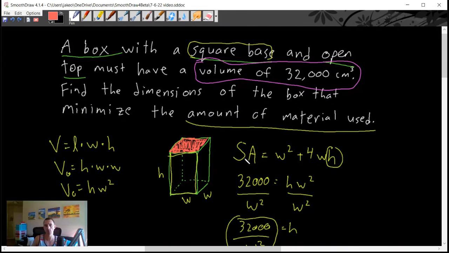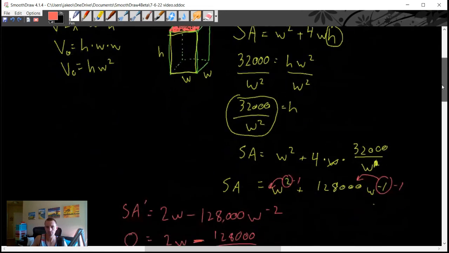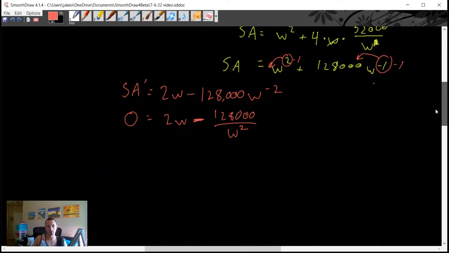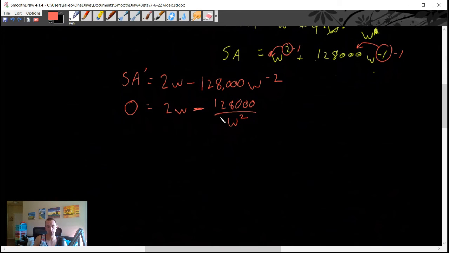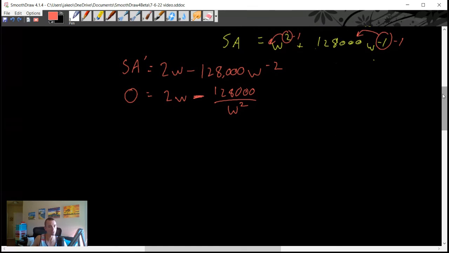So you always want to be careful to think back to the real world example of what this equation represents and make sure that you're plugging in numbers that actually make sense based on the situation. W equals 0 makes no sense. And that's the only place where this derivative, SA prime, would not exist. So we only need to worry about where SA prime equals 0. So we can solve this equation for W to find that critical number or critical numbers.